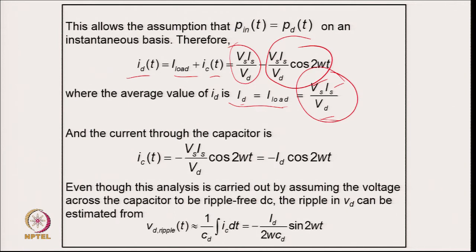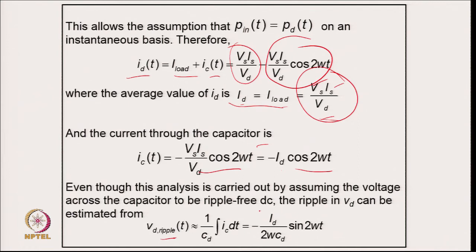And the capacitor current, which is the ripple current, will be the second harmonic component here. Now, to find the value of the capacitor, the analysis is carried out by using the voltage across the capacitor to be ripple DC. The VD ripple can be calculated from this ripple current, 1 upon CD integral of I this.